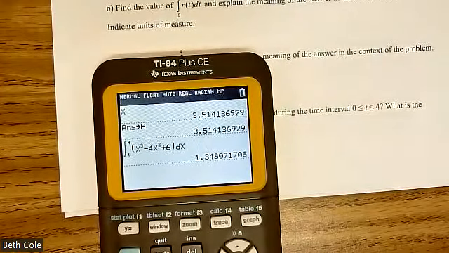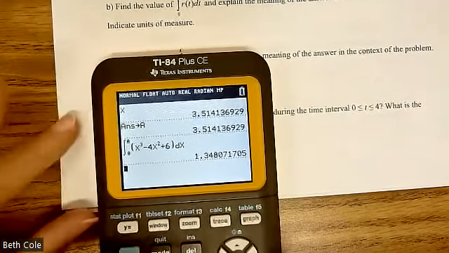What do you guys think? Should we switch to metric? It's not going to happen, but we're going to stick with our miles and our feet and our inches.